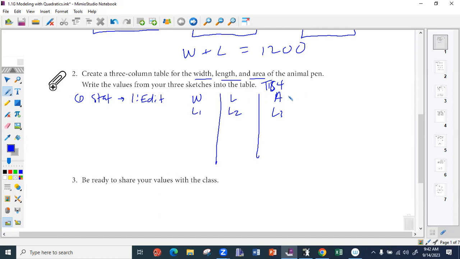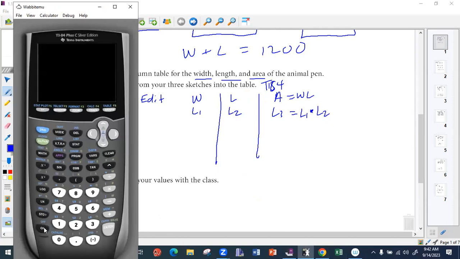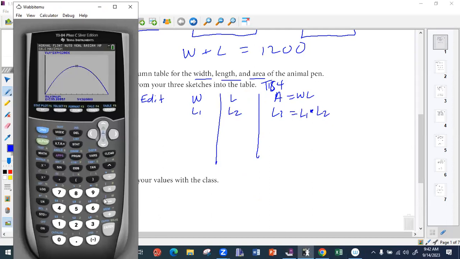Okay, so area equals width times length. Therefore, L3 equals L1 times L2. Yes? All right, so let's go to my handy dandy calculator. I'm going to reset my calculator by pressing second plus 712. Second plus 712. Second plus 712. Yeah, a multiplication dot.